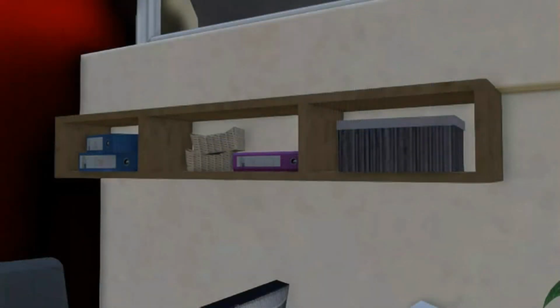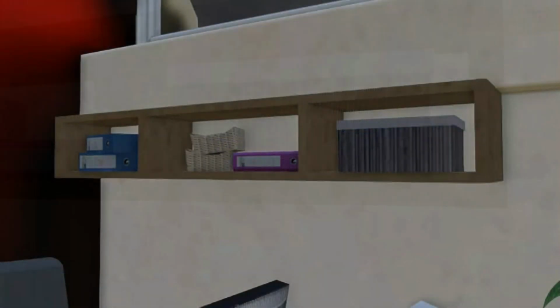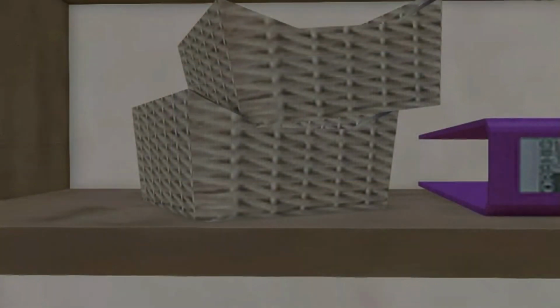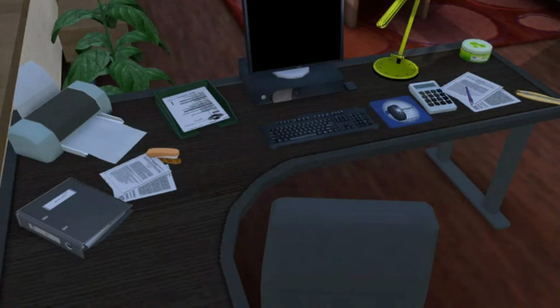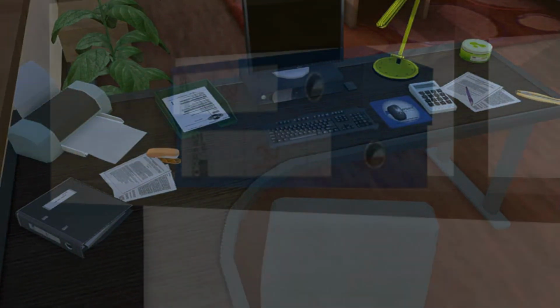They are boxes. Yes, they are shelves. The box is on the shelf. Yes, the baskets are on the shelf. It is a file. It is a desk. They are files.